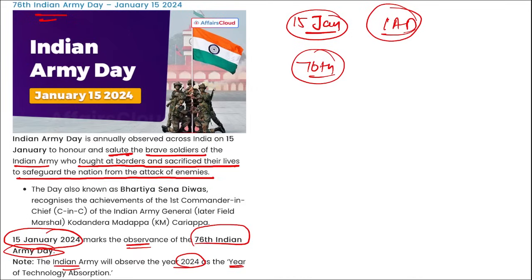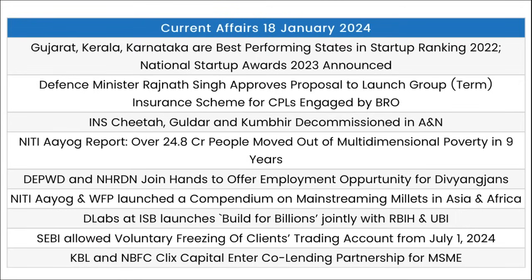So friends, these were your important current affairs for the day. Now let's go for a quick one-liner revision. Gujarat, Kerala and Karnataka, they are the best performing states in Startup Ranking 2022, and 4th edition of the National Startup Awards were also announced at an event that was held at Bharat Mandapam in New Delhi.